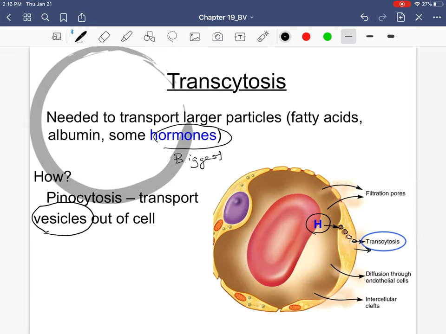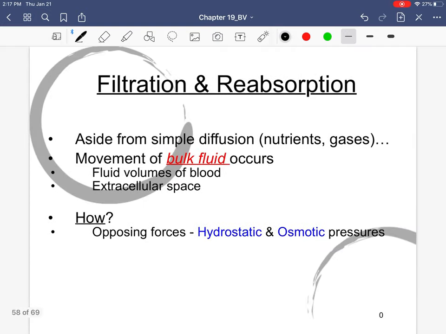So we're utilizing diffusion through simple diffusion and diffusion that is facilitated by a channel. And we're also utilizing vesicular transport, which actually requires ATP. It is a form of active transport. And an example of what would move into and out of the capillary through a vesicle would be a hormone.